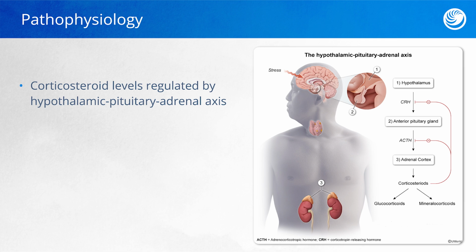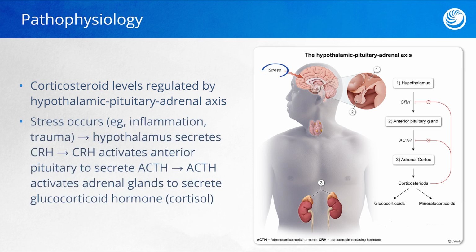The image on the right shows the hypothalamic pituitary adrenal axis. Stress, like inflammation or trauma, causes the hypothalamus to secrete corticotropin-releasing hormone, or CRH for short. This activates the anterior pituitary gland. It releases adrenocorticotropic hormone, also known as ACTH, which then causes the adrenal cortex to secrete cortisol, which is the primary corticosteroid. When cortisol levels accumulate, they act as a negative feedback mechanism to shut off the production and release of CRH and ACTH so that no more cortisol is released.